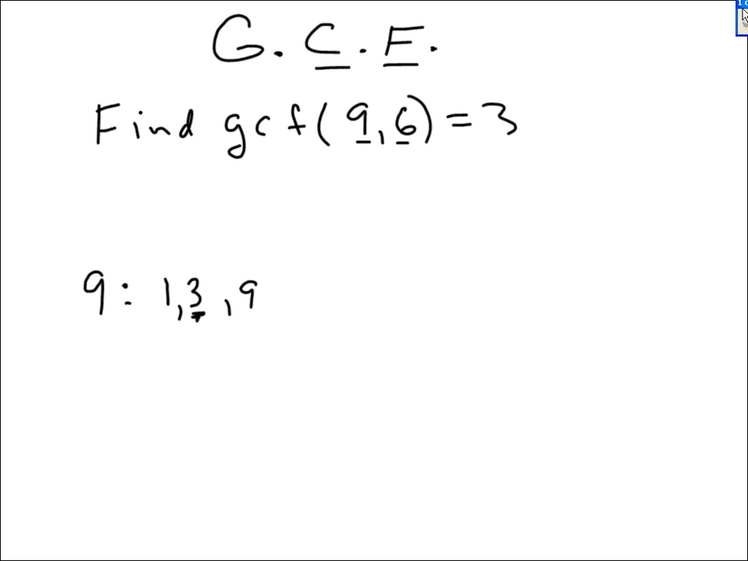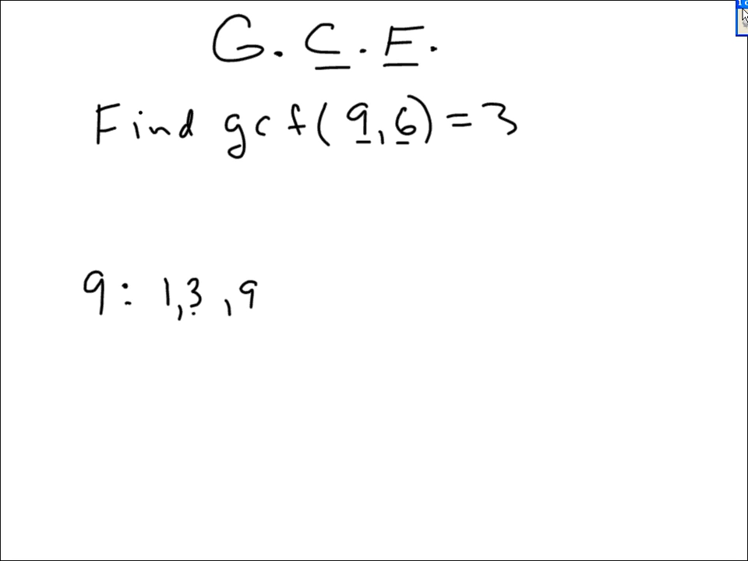Well, that's not exactly true. -1 and -3 and -9 also go into 9 evenly. 1, 3, and 9 are the positive factors of 9.